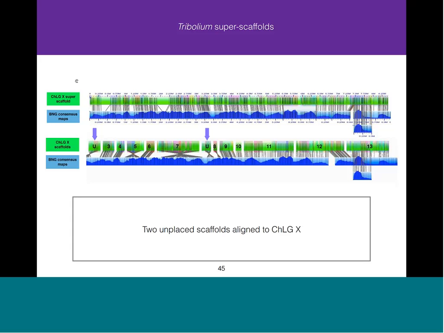Of course, the more complex genome you have, with highly repetitive regions, the longer sequencing contigs you have, the better, the more effective your hybrid scaffold will be.